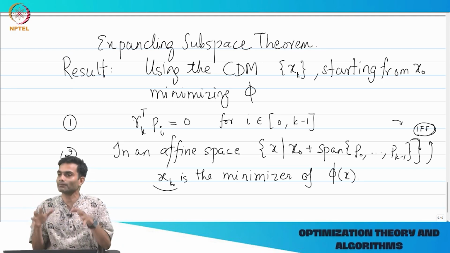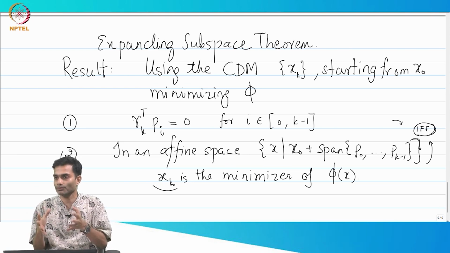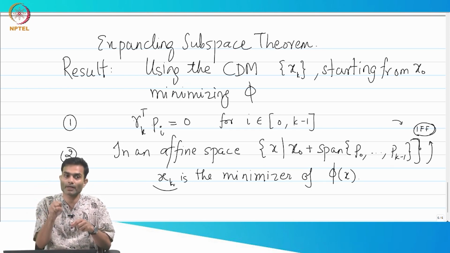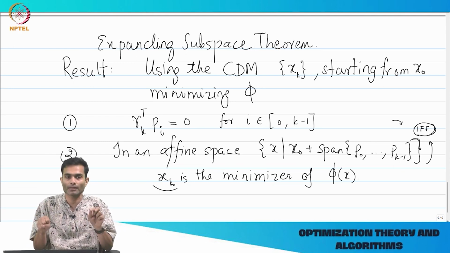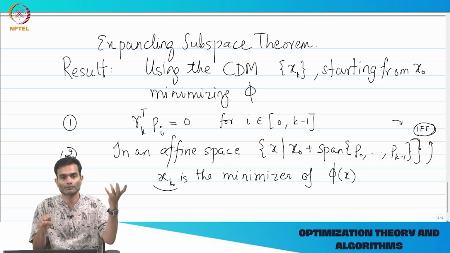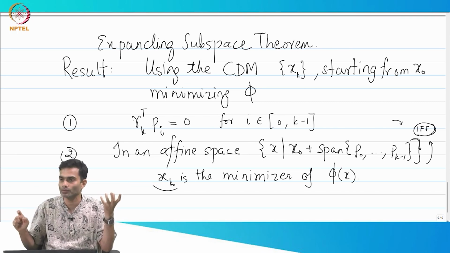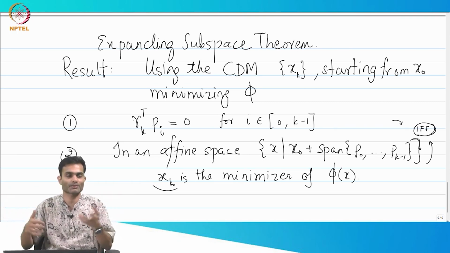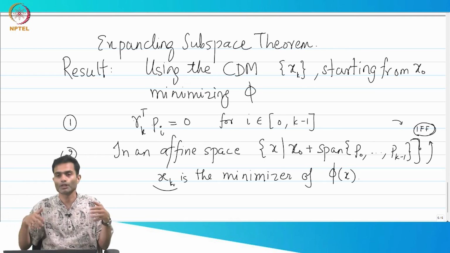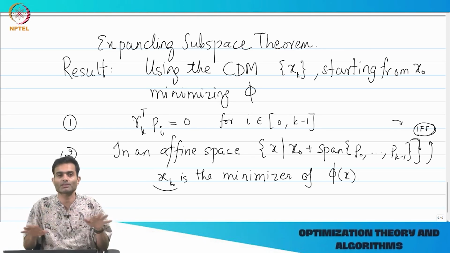Now when I am restricting myself to k basis vectors, what is this result saying? That even though you are remaining constrained to a k dimensional subspace, the solution that you get, x_k, is the best in terms of minimizing my objective function. If I want to minimize any more, I have to expand the subspace. That's why the name comes, expanding subspace. So at every step, I am doing the best possible.